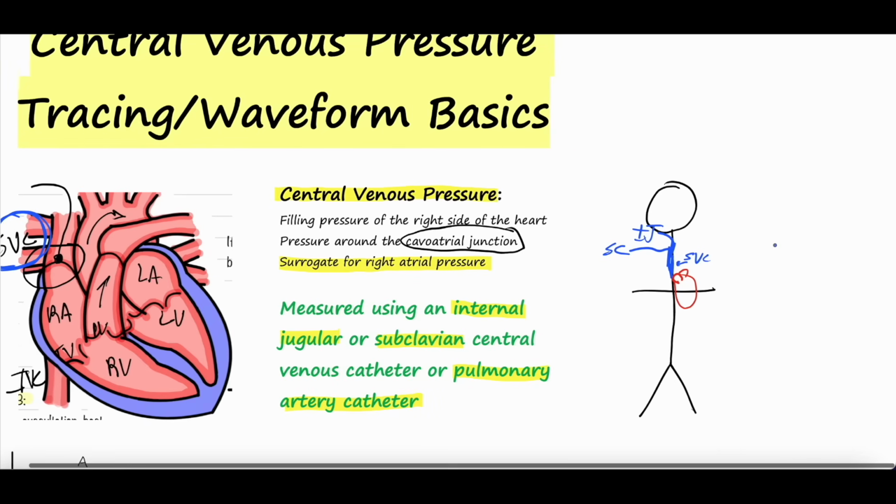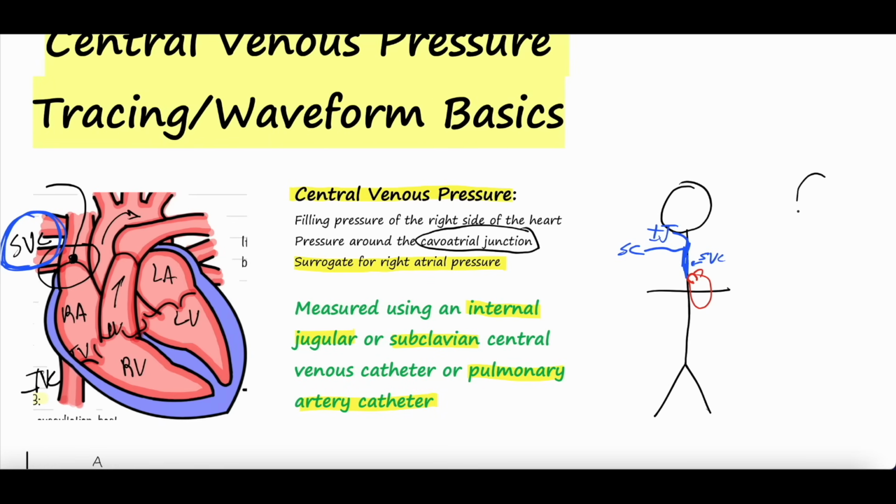If we were to zoom in on a person's head, here's their head, here's their neck. We drew a long neck just for the sake of the drawing. Here's their shoulders. Again, we'll say their heart's right here. The internal jugular vein travels through the neck and then dumps into the superior vena cava. The subclavian vein travels through the chest and dumps into the superior vena cava. So that's internal jugular, that's subclavian. You could put a central line in, either poke into the neck and string it all the way down to the cavo-atrial junction, or poke into the chest wall and string it down to the cavo-atrial junction.